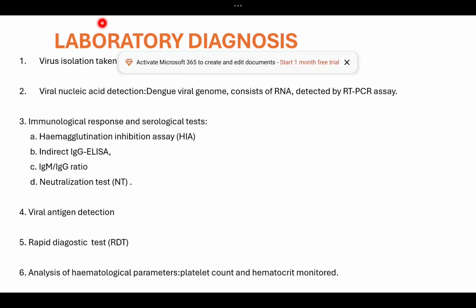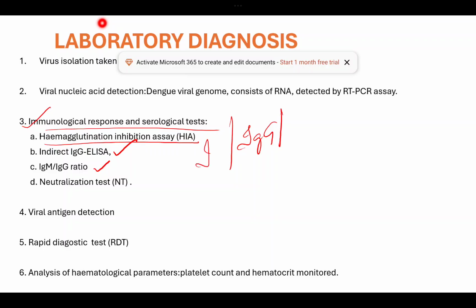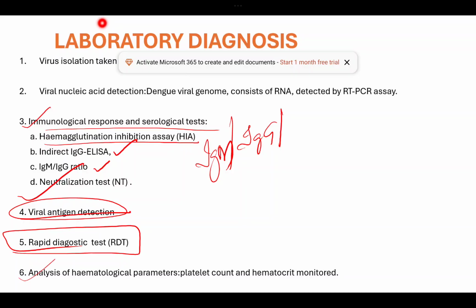For the immunological responses and serological tests, we can do the hemagglutination inhibition assay. The indirect IgG ELISA test can be done. You can also check the IgM to IgG ratio, and we have the neutralization test. We have the viral antigen detection test, rapid diagnostic test, and analysis of hematological parameters like platelet count and hematocrit monitoring. All of these are the laboratory diagnosis of dengue.